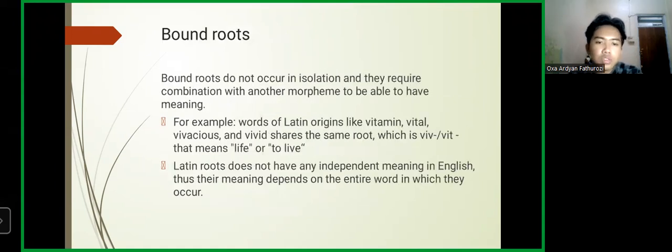Bound roots. Bound roots do not occur in isolation and they require combination with another morpheme to be able to have meaning. For example, words of Latin origins like vitamin, vital, vivacious, and vivid share the same root, which is viv or vit, that means life or to live. Latin roots do not have any independent meaning in English, thus their meaning depends on the entire word in which they occur. Next slide, please.